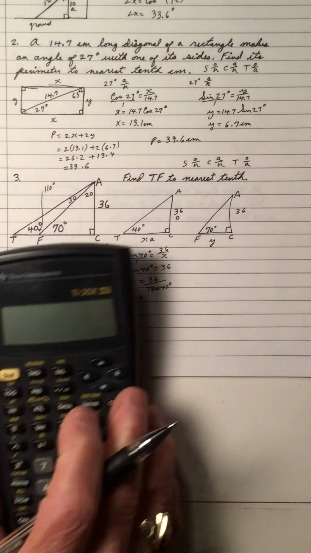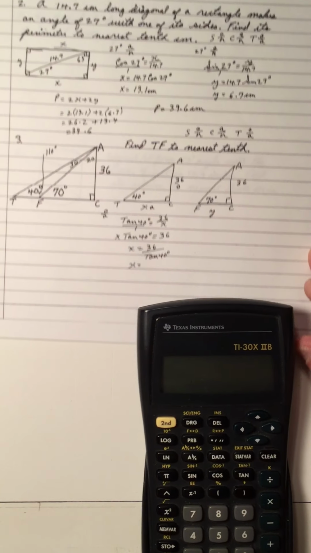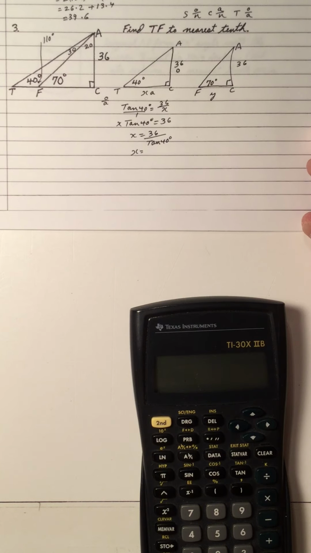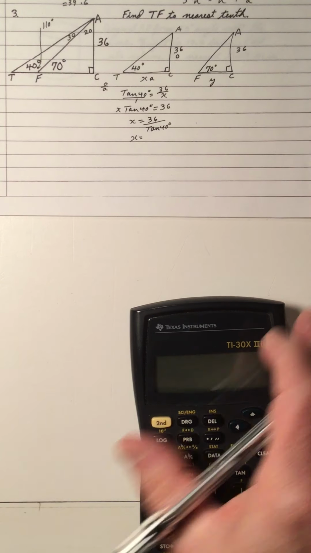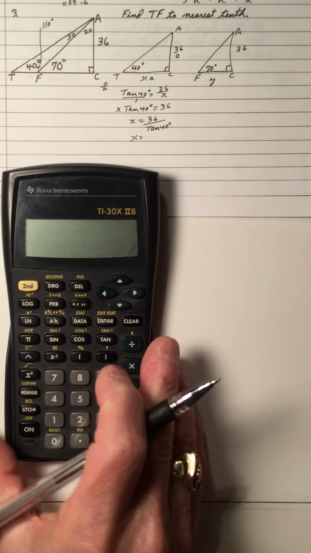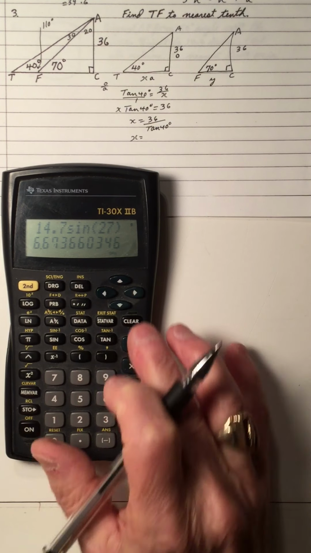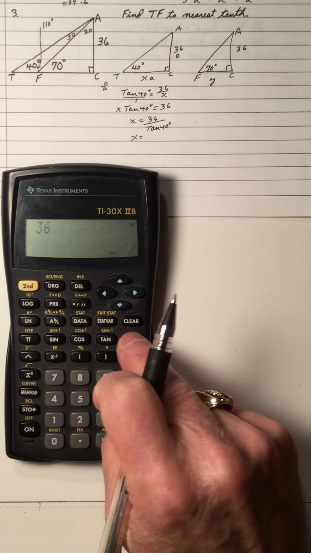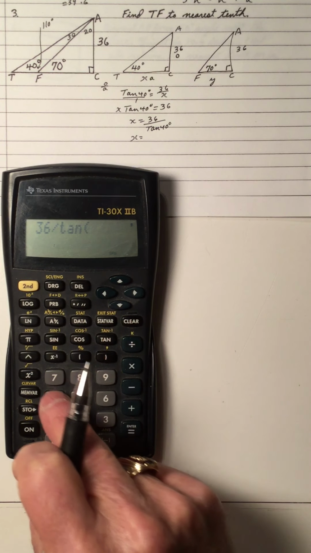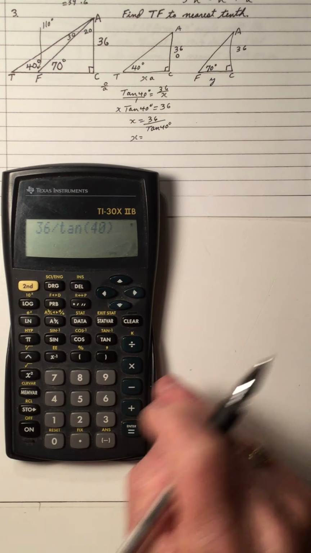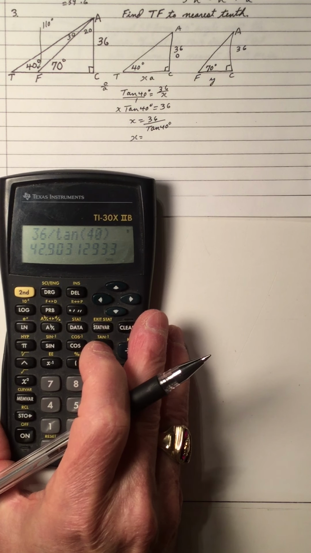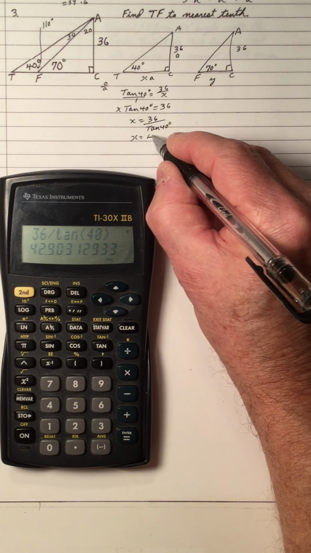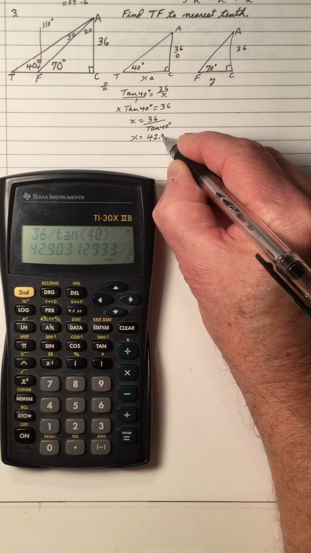And bring in my calculator now. I'm going to move this up so we can see what's happening. That's why I have to move it up. So make sure it's on clear. So 36 divided by tan 40 gives me the length of the side, again to the nearest tenth. So I'm going to say 42.9.